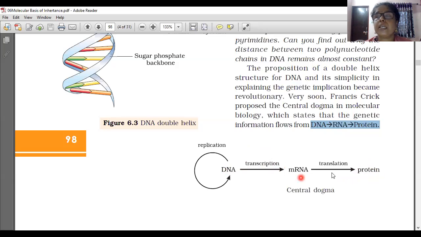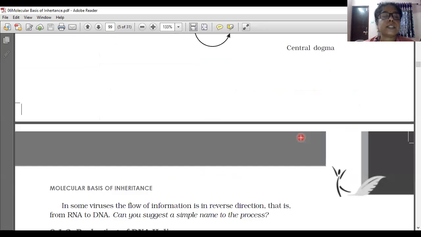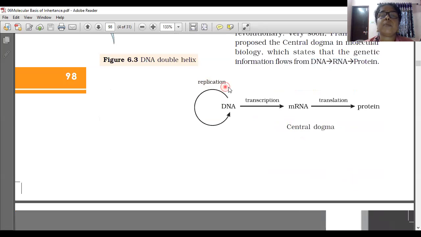So protein synthesis is controlled by whom? DNA. This is called the central dogma. This is proposed by Francis Crick. So the central dogma, this diagram, all of you understood. What is meant by replication? DNA to DNA is called replication. And what is transcription? Messenger RNA from DNA is called transcription. And messenger RNA to protein is called translation.